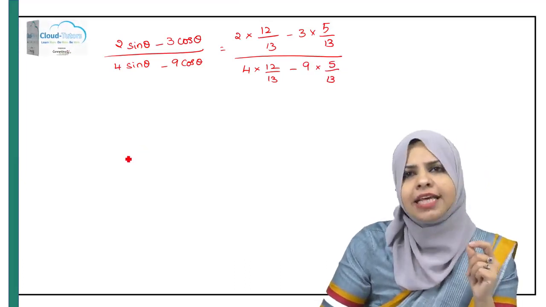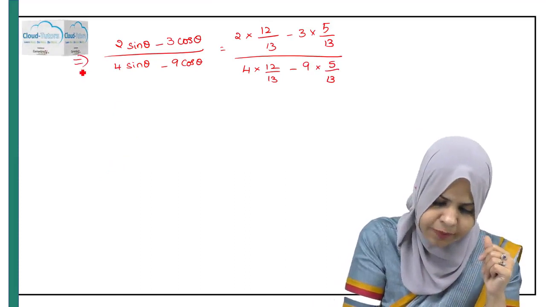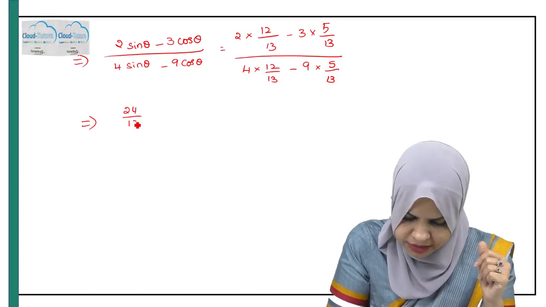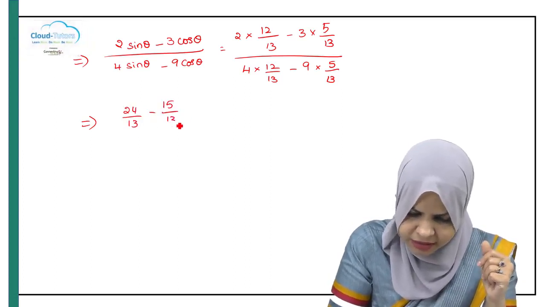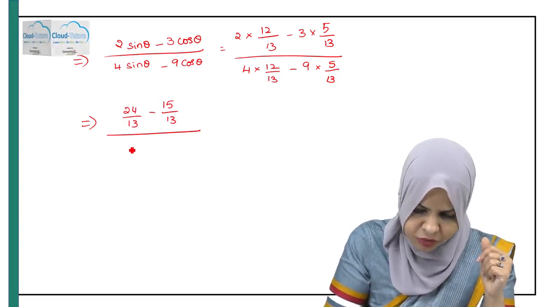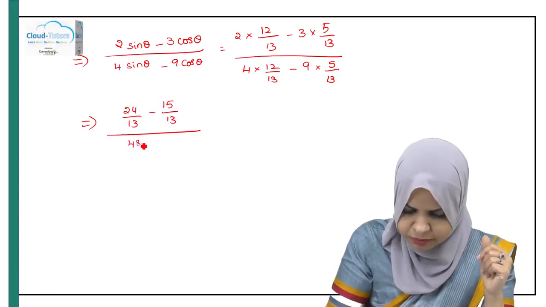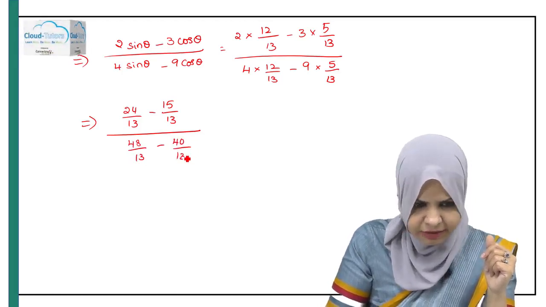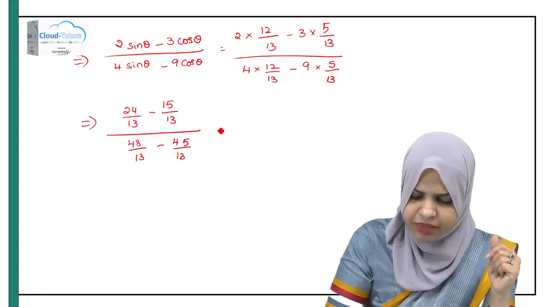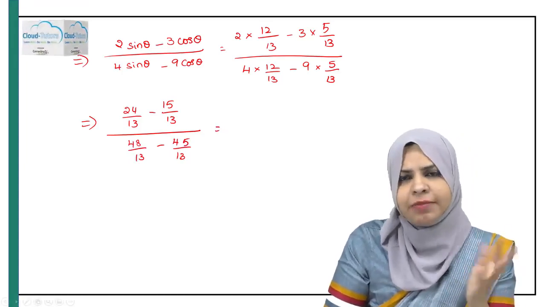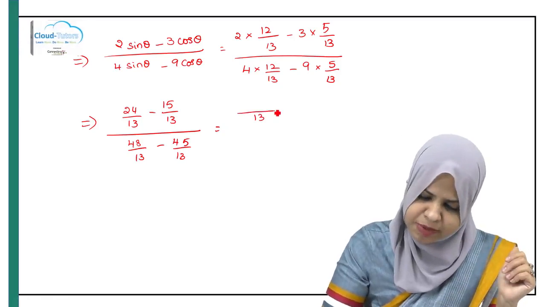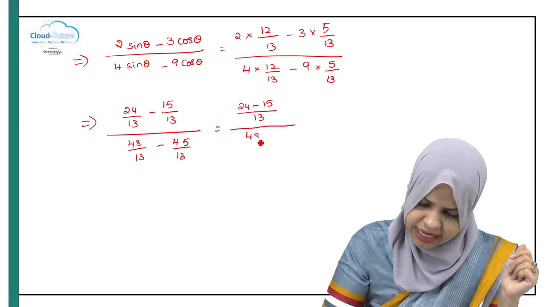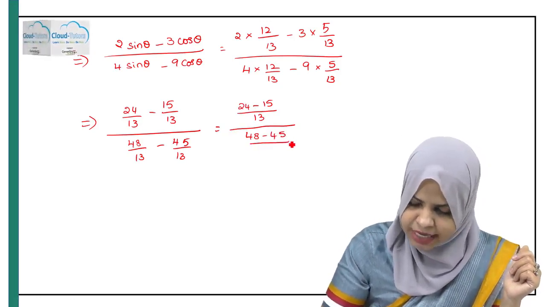Here LCM is 13. Let's do it. So it would be 12 2s are 24 by 13 minus 15 by 13, whole divided by 12 4s are 48 by 13 minus 5 9s are 45 by 13. Here denominators are same. So LCM is 13 only. So 24 minus 15 whole divided by 48 minus 45, by 13.